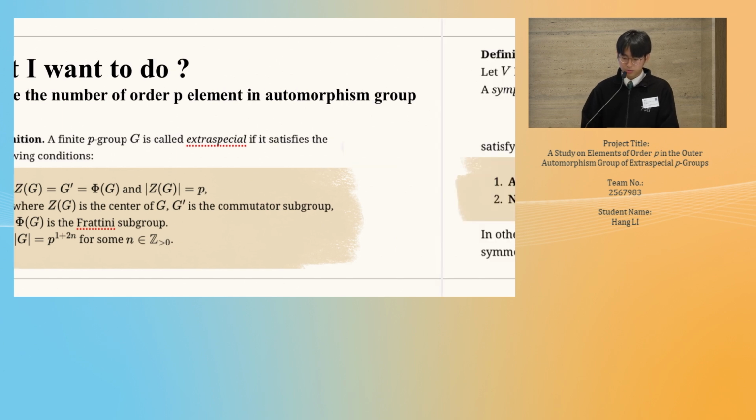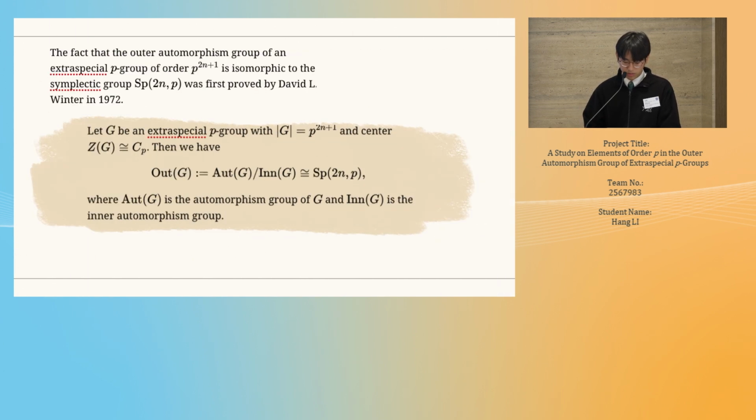The reason I consider this group is because it has a great property: the outer automorphism group of this group is isomorphic to the symplectic group, which is a subgroup of the general linear group. So this could transfer group theory problems to a linear algebra problem, which is much easier to calculate.